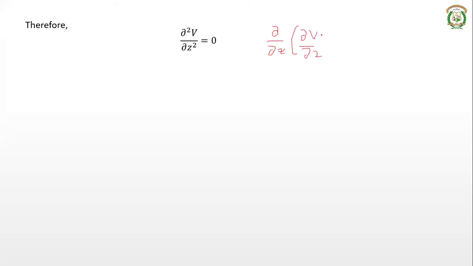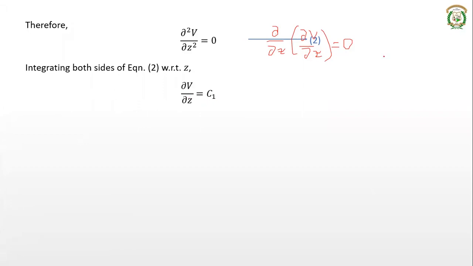∂/∂z of ∂V/∂z is equal to 0. Take this as equation number 2. If you integrate this with respect to z, what do you get? Integration and differentiation cancel out, but one differentiation remains, that is ∂V/∂z. That is equal to the integration of 0, which is 0 plus a constant. The constant you can take as C1. What you get is ∂V/∂z is equal to C1.